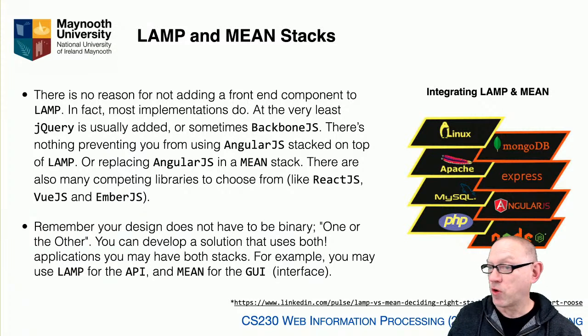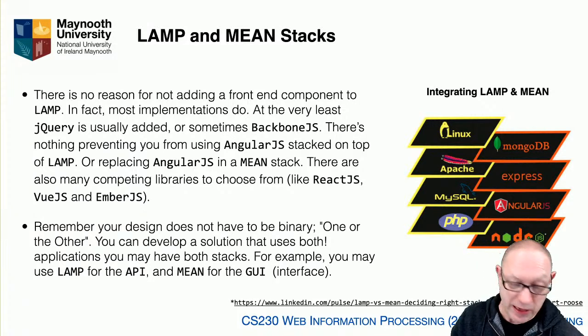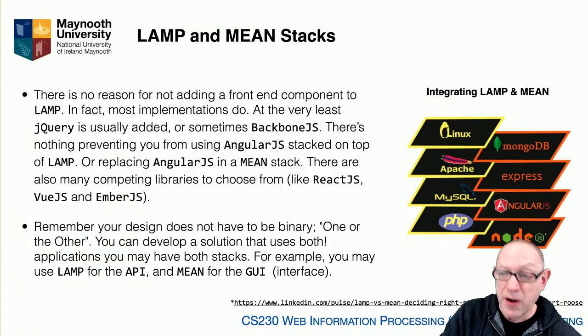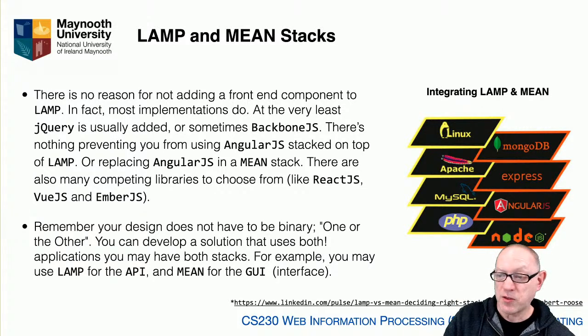So you can integrate, of course, the LAMP and MEAN stacks. There's no reason for not adding a front-end component to LAMP. In fact, most implementations do. At the very least, jQuery will be used. And you'll see I've used jQuery for this as well. Sometimes people use Backbone.js. And there's nothing to prevent you, as I say, from using Angular stacked on top of LAMP or replacing Angular in the MEAN stack. You can use Ember.js, Vue.js, React.js, all sorts of technology.